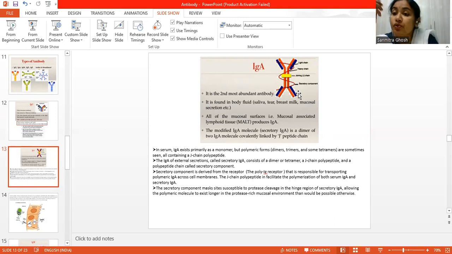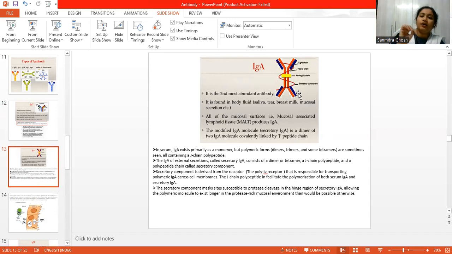It can be the mucosal secretion from the mucous membrane. It can be the breast milk of the mother. It can be the tears. It can be the saliva. So they are present in the external secretions also. So that is why it is also referred to as the secretory antibody. So which one is the secretory antibody of the human body? It is IgA.